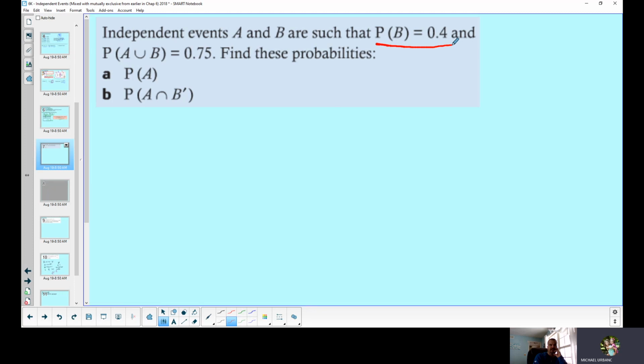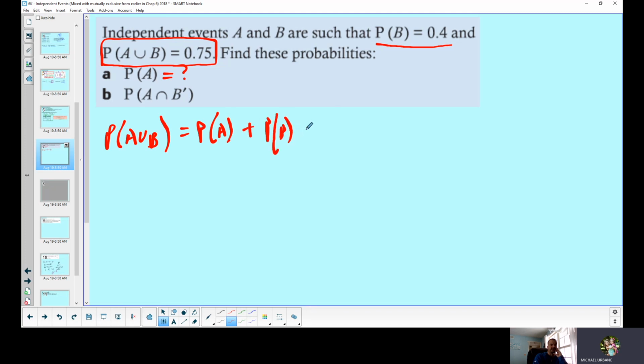So they said the probability of B is 0.4. The probability of A union B is this. And they want us to find out what the probabilities are. So now we kind of have a situation here where how do you find out what the probability of A is? It doesn't seem like there's enough information. We have a couple formulas available to us. Now, hopefully everyone can see that this is not a conditional probability problem. There are no givens here. But we do have the formula that says the probability of A union B is equal to the probability of A plus the probability of B, that's really sloppy, minus the probability of A intersecting B.